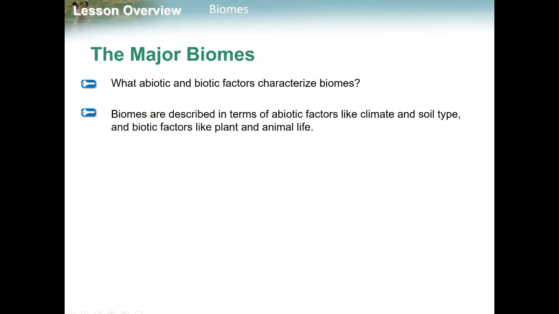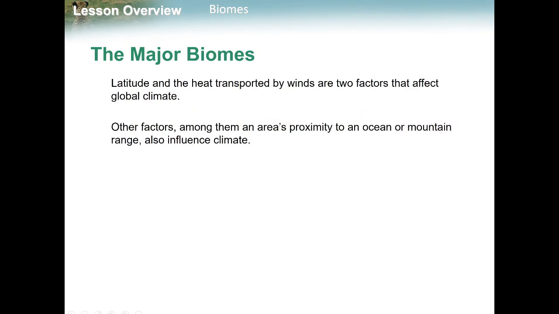Alright, so let's consider that biomes are going to have abiotic and biotic factors. So one of the key concepts that we need to do is characterize what those abiotic and biotic factors are going to be, because that's how they're described. They're described in terms of those abiotic factors like climate type, soil type, the chemistry of the water, and the biotic factors like the plant and animal life that happens to be in there.